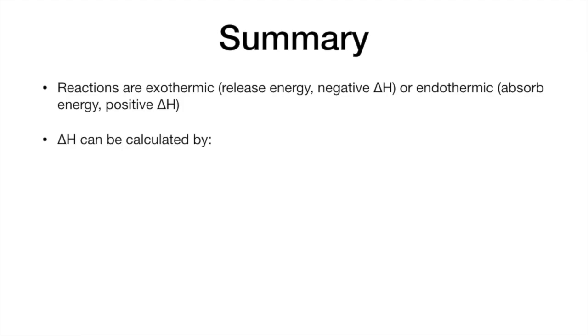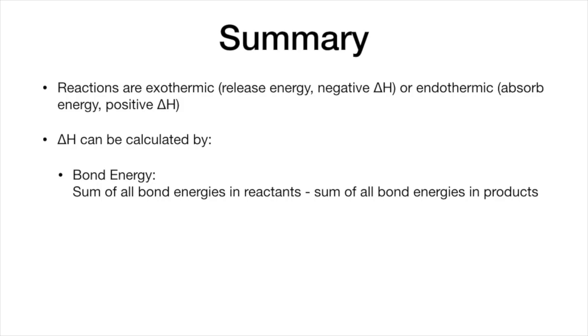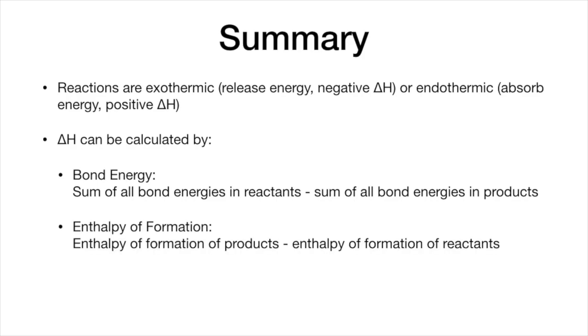We have 2 ways of calculating our change in enthalpy. We can calculate it with the bond energy, and that takes the sum of all bond energies in our reactants and subtracts the sum of all bond energies in the products. Or we can use enthalpies of formation, and we take the enthalpy of formation of the products and subtract the enthalpy of formation of the reactants. One thing to notice is that in those 2 equations we reverse the position of the reactants and the products. That's important because if you get that wrong, you'll have the wrong sign at the end.